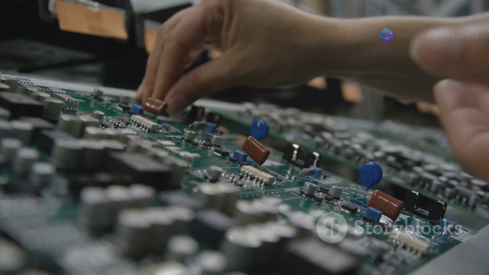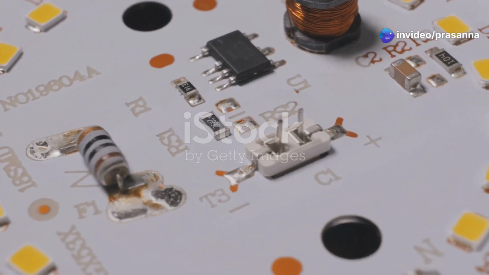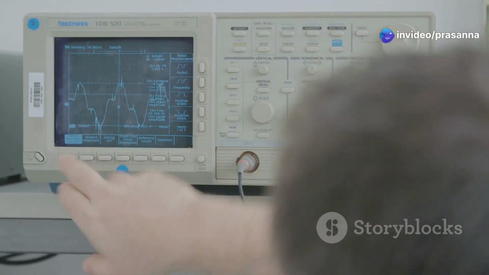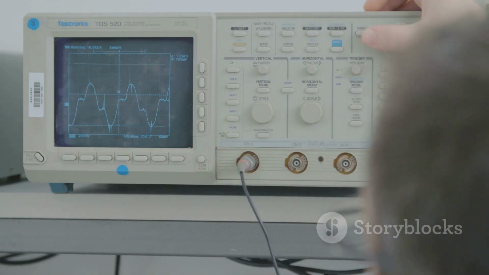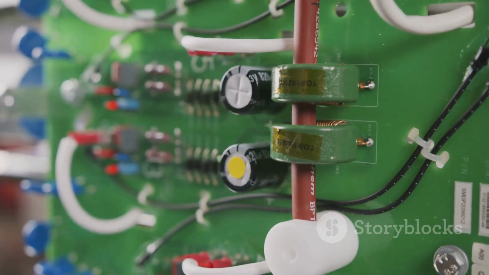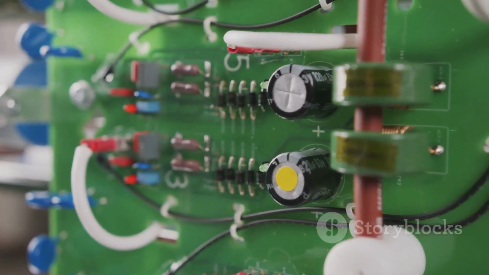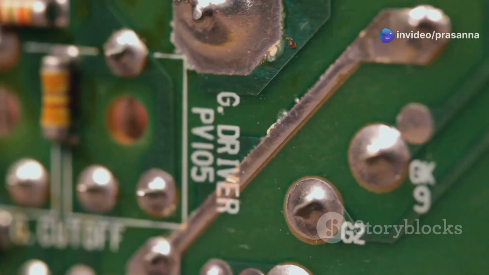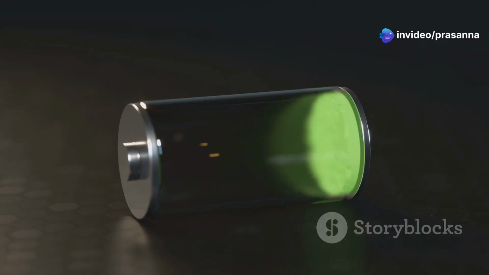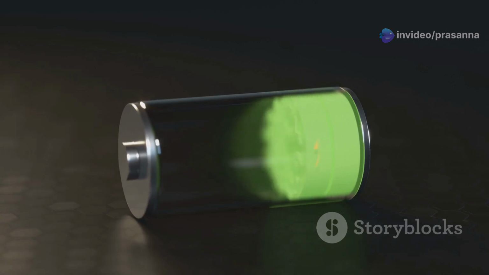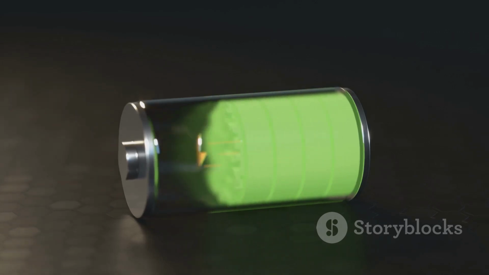Now things start to get really interesting as we move on to active components. These are the brainy components, the ones that can actually manipulate and amplify electrical signals. Unlike their passive counterparts, active components need a bit of a power boost to do their thing. Leading the charge are diodes, one-way streets for electricity. They only allow current to flow in one direction, which is super useful for converting AC power to DC power.